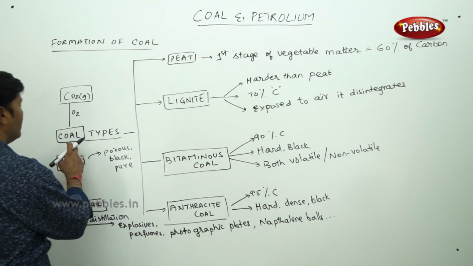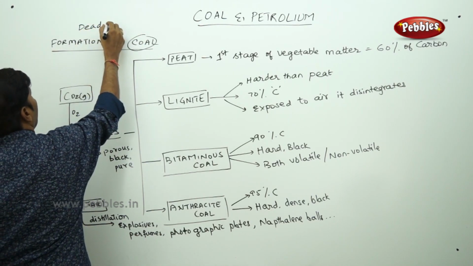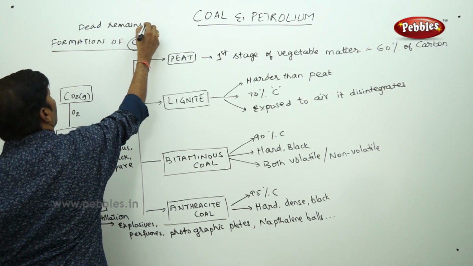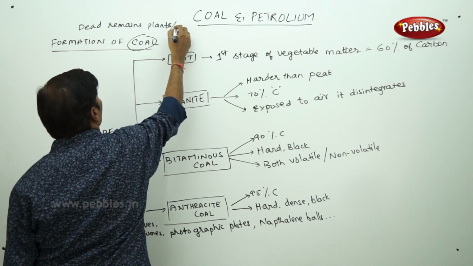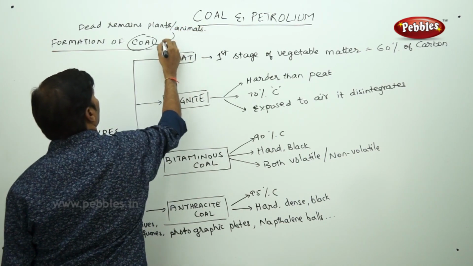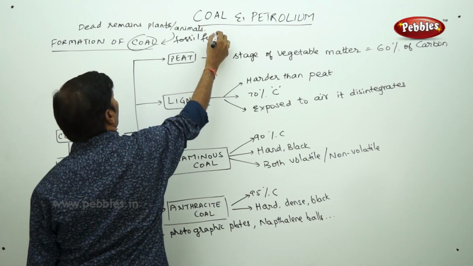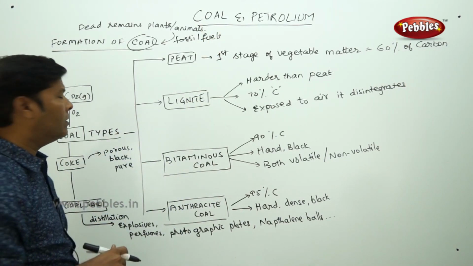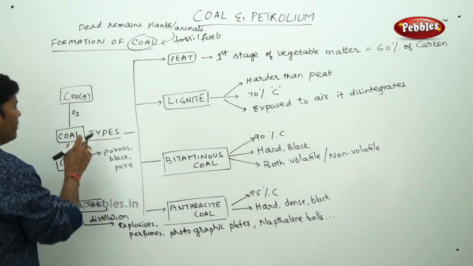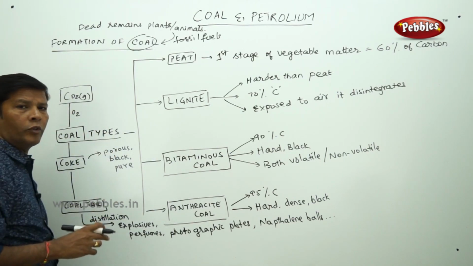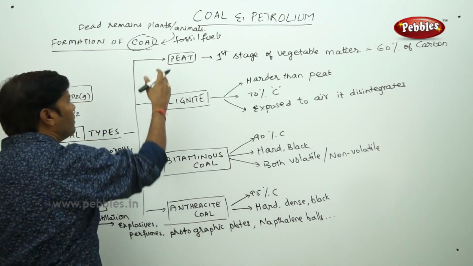This coal which is obtained, from where are we trying to get the coal? From the dead remains of plants and animals. We got coal in the form of fossil fuels. So this coal which is obtained is subjected to decomposition. This coal which contains vegetable matter is subjected to decomposition in the absence of air, and then immediately it gives different batches.